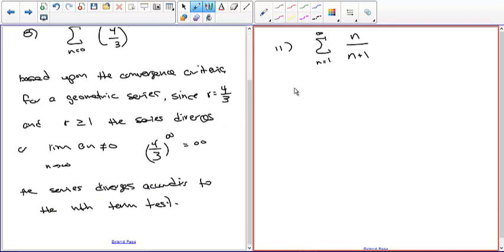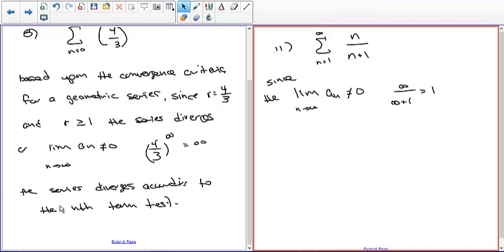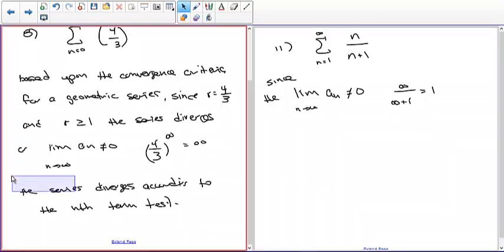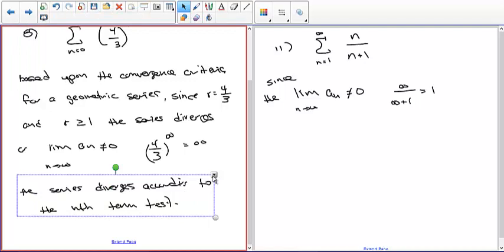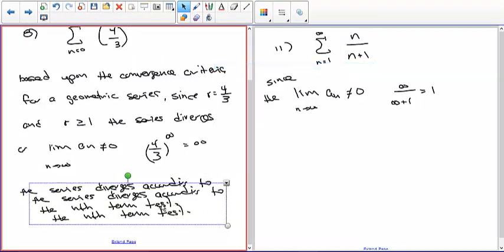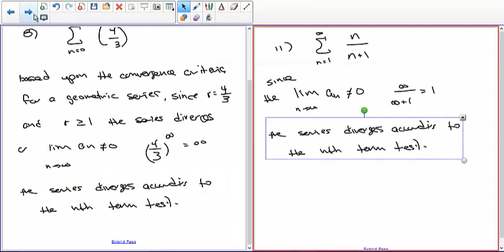except it's not. So you could say since the limit of a sub n as n approaches infinity does not equal 0, and that's because, I'm just going to make this up, that's not mathematically accurate, but I think you know what I mean, the nth term approaches 1, and now I'm going to copy it because I'm lazy.